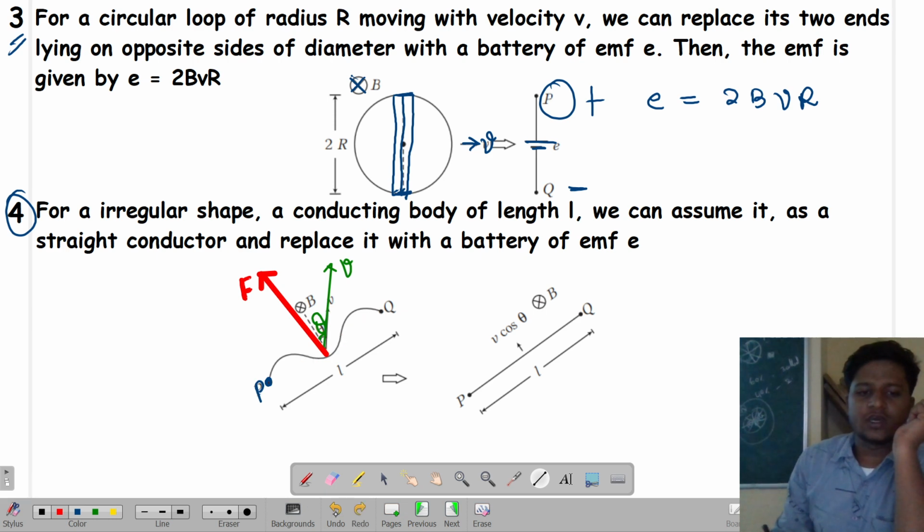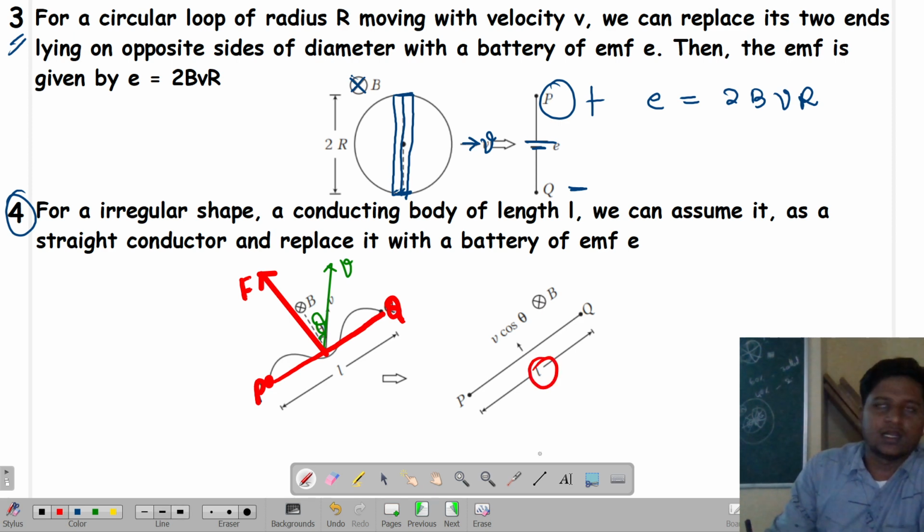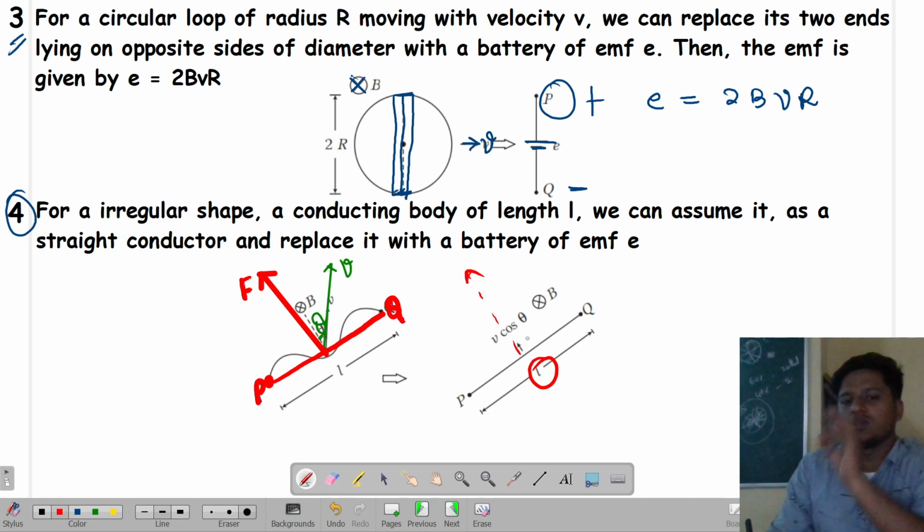Let's suppose you are aware of point P and of point Q. Find the length of the straight line joining points P and Q. This will be length L, right or not? For that case, force is acting towards this way. So first we will have to do what?